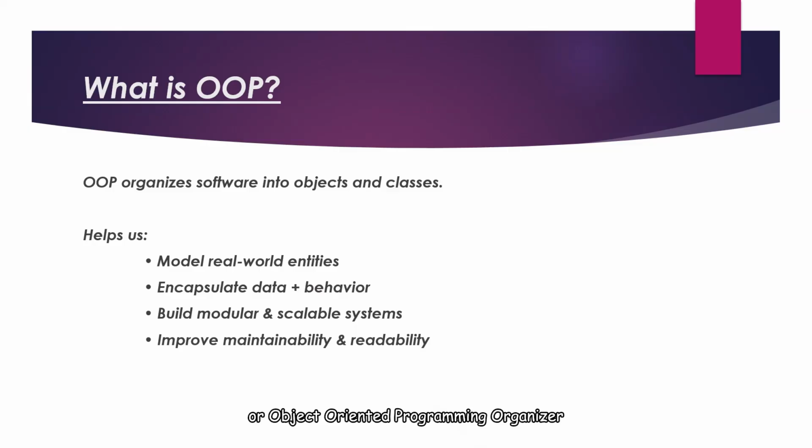OOP or object-oriented programming organizes software into objects and classes. It helps us model real-world entities in a structured and meaningful way. With OOP, our systems become modular, easier to maintain, easier to extend, and more aligned with real-world logic.